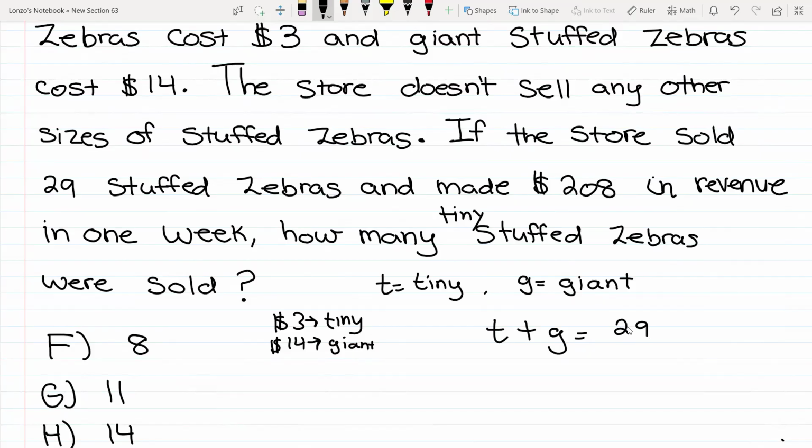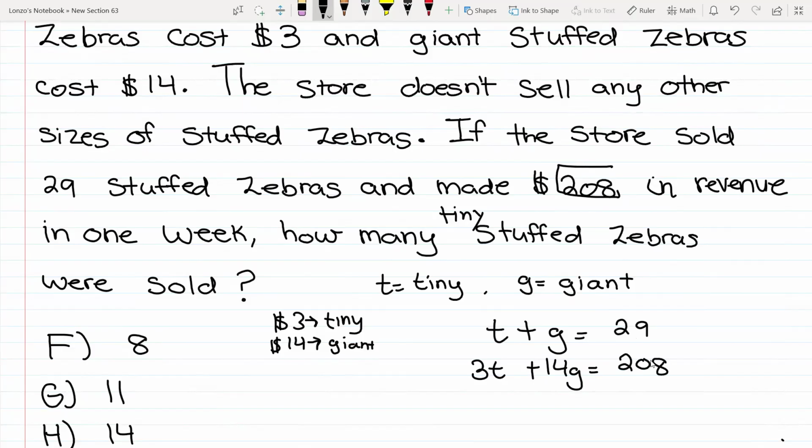Okay. Now the second equation, how should we create our second equation? So we said that it costs $3 for tiny, so we could say 3T plus $14 for giant, so we could say 14G. And then we could set that to the total revenue, which was 208.